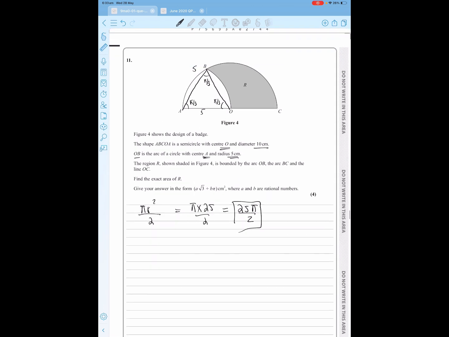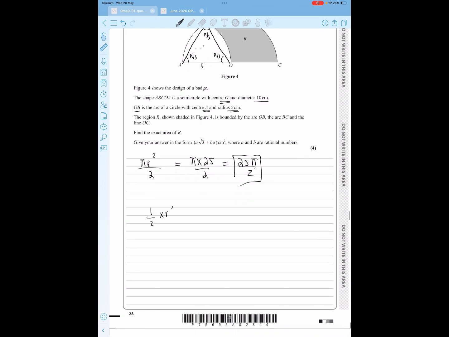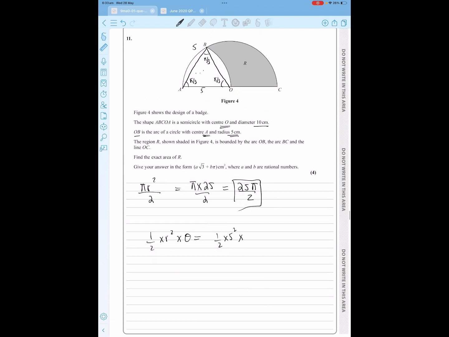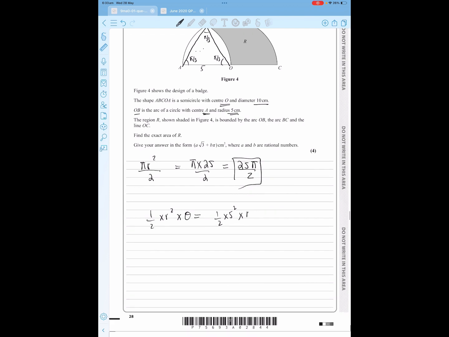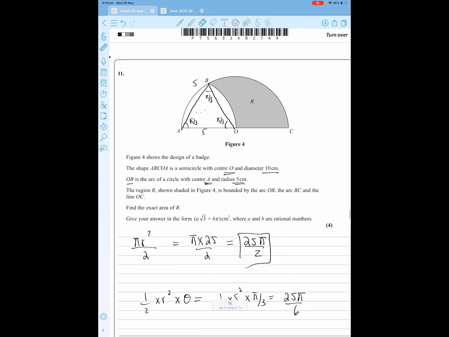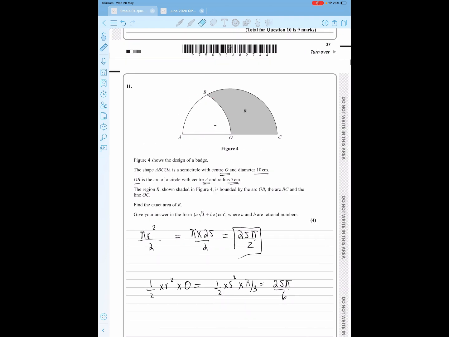We know the formula to calculate just this part would be half r squared theta. So we can say half times r squared times theta. So half times 5 squared times theta, which is pi over 3, would get us 25 times half times pi over 3, which gives you 25 pi over 6. Okay, that's fine. So let me just rub this out and draw it again. Now we've got the area of this entire sector.